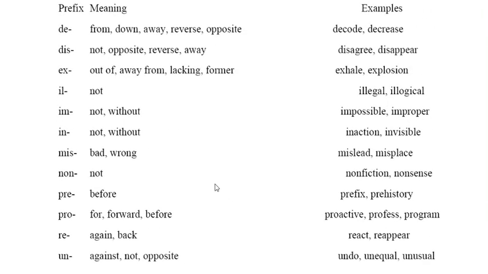So let's see what are the common prefixes and what are the common suffixes. Here we see the list of prefixes with some examples. These are frequently used, and their meaning is mentioned here, with some examples. First we see de. It means from, down, away, reverse, opposite, like decrease. Then we find dis. It means not, opposite, reverse, away, like disagree, disappear.